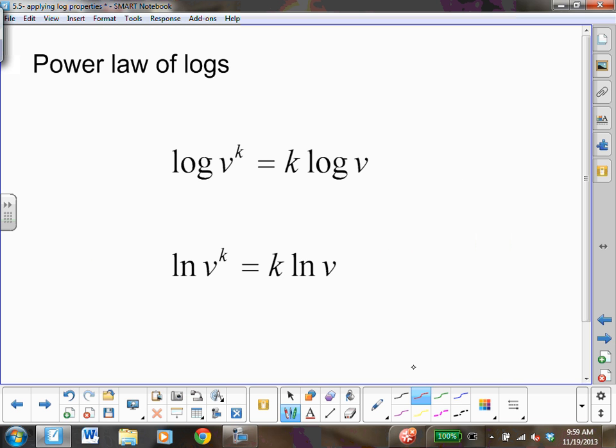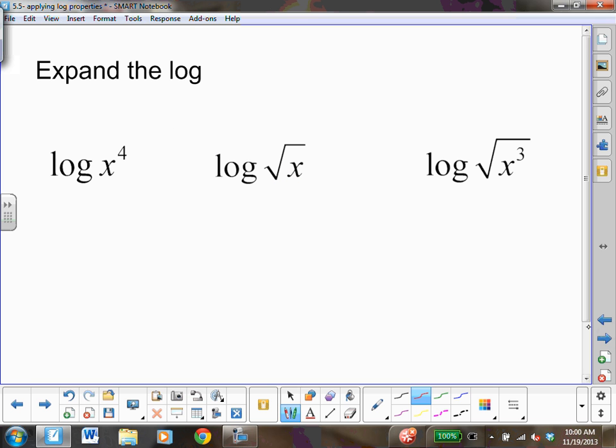The next law would be the power law of logs, and the power law says that if you're taking the logarithm of a number that's being raised to a power, you can bring the power out front and multiply it to the logarithm. Again, that comes from the fact that when we are taking a power to a power, we multiply the two powers together. So in this case, when I expand the logarithm, I want to bring the 4 out front and say 4 times the log of x.